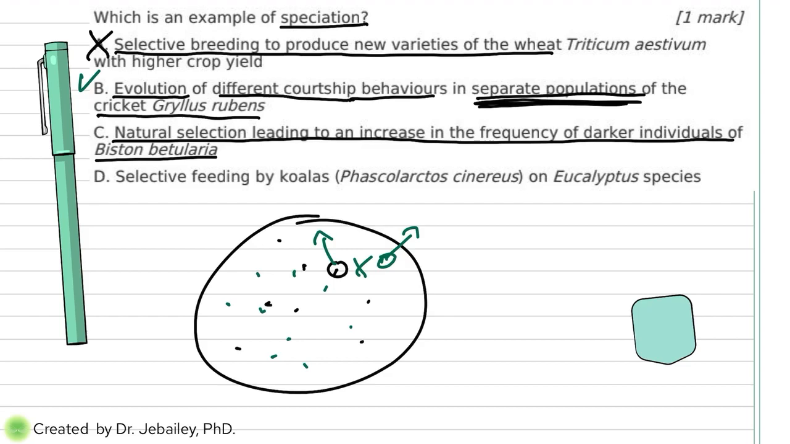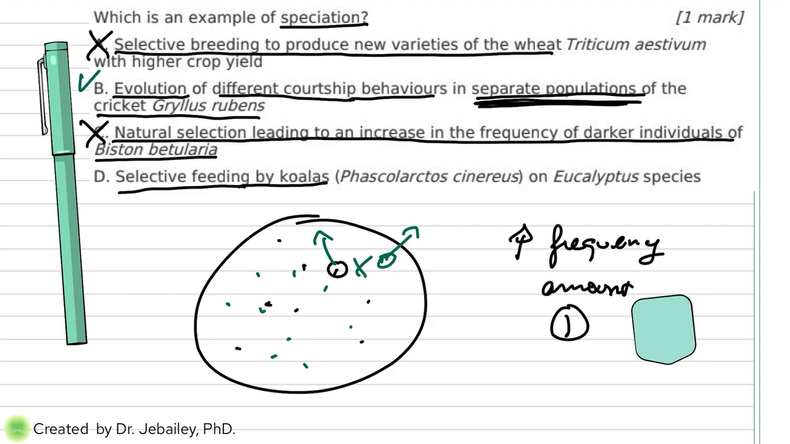Next, it says natural selection is leading to an increase in the frequency of darker individuals of Biston. Here you're not making a new species, you're just increasing the amount, or should I say the frequency, of one species. So this is not it. Selective feeding by koalas on eucalyptus species is just basically saying I'm going to eat more of this. If I'm going to eat more of this, how am I going to make a new species? Just go ahead, eat more. It's like saying I just want to eat pizza. It doesn't mean I'm going to become something other than a human. I'm going to continue being a human, but I just want to eat pizza. So the only one that is close to speciation is B.